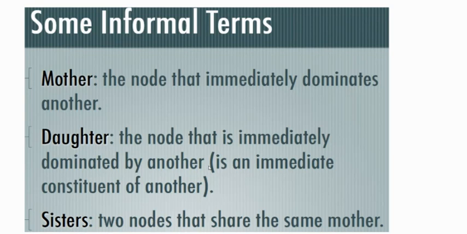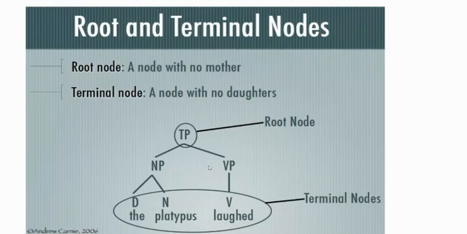Then we have daughters. So daughters could be NP and DP. They are nodes immediately dominated by another. Those are daughters of the dominating node. But if they are at the same level, hierarchically speaking, they are sisters. Let's see if we have a representation here. Yeah. A root node is the mother.